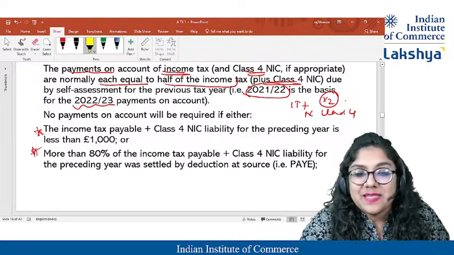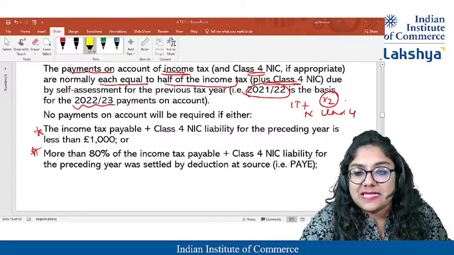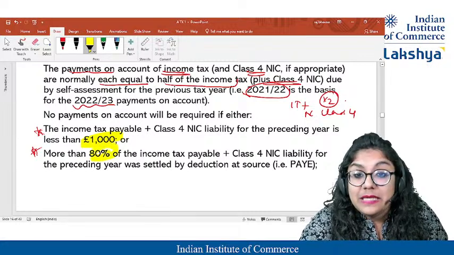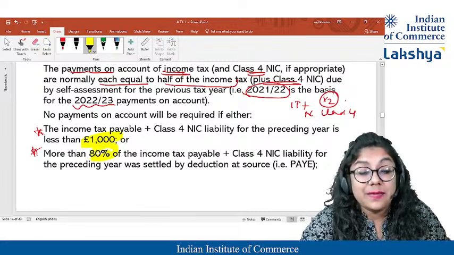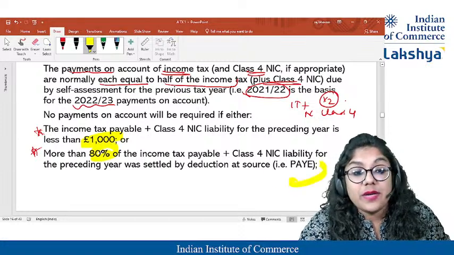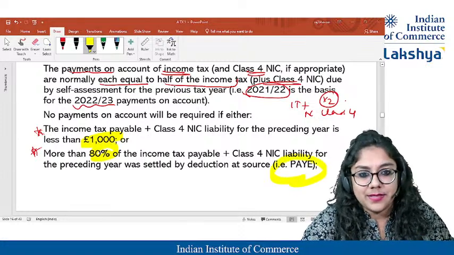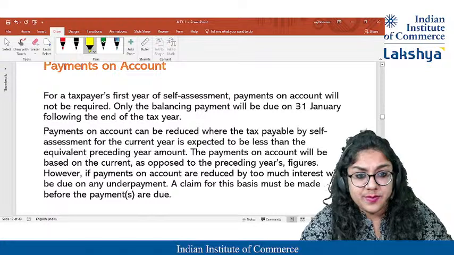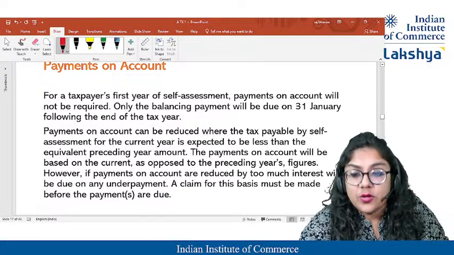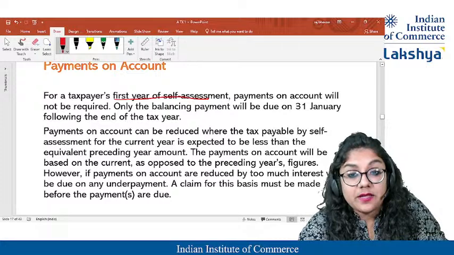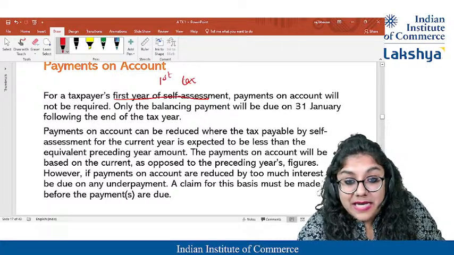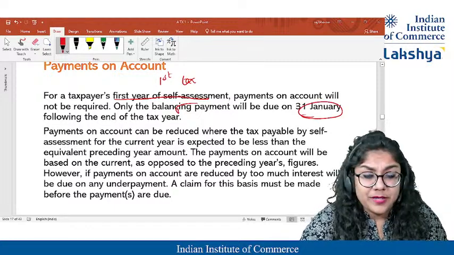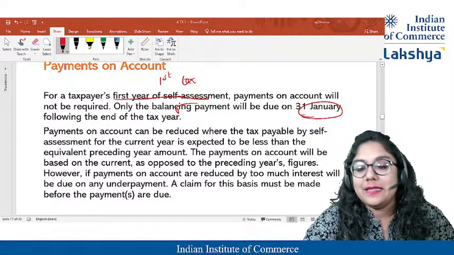If your income tax plus Class 4 NIC for the previous year is less than 1,000, don't pay. Even if it's more than 80% of the income tax payable plus Class 4 NIC that has already been settled by PAYE, then don't pay the advance tax. For taxpayers in their first year of self-assessment, payments on account will not be required. Like you're paying the tax for the first time, then you don't have to pay in advance. Only the balancing amount you have to pay directly on the last date. So you don't have to pay in parts. You can directly pay at the end.